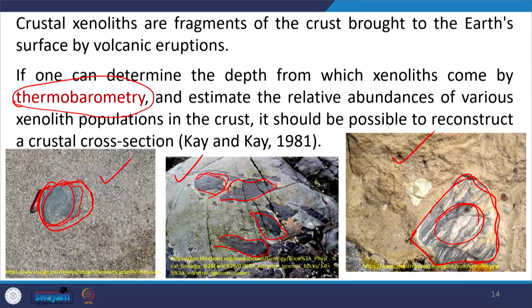Once we have different xenoliths in an area, from those xenoliths we can calculate the temperature and pressure, and the corresponding depth from where these rock pieces were formed and brought up by magmatic intrusions. In this way we can estimate the rock type at the corresponding depth in the lower crustal regime.